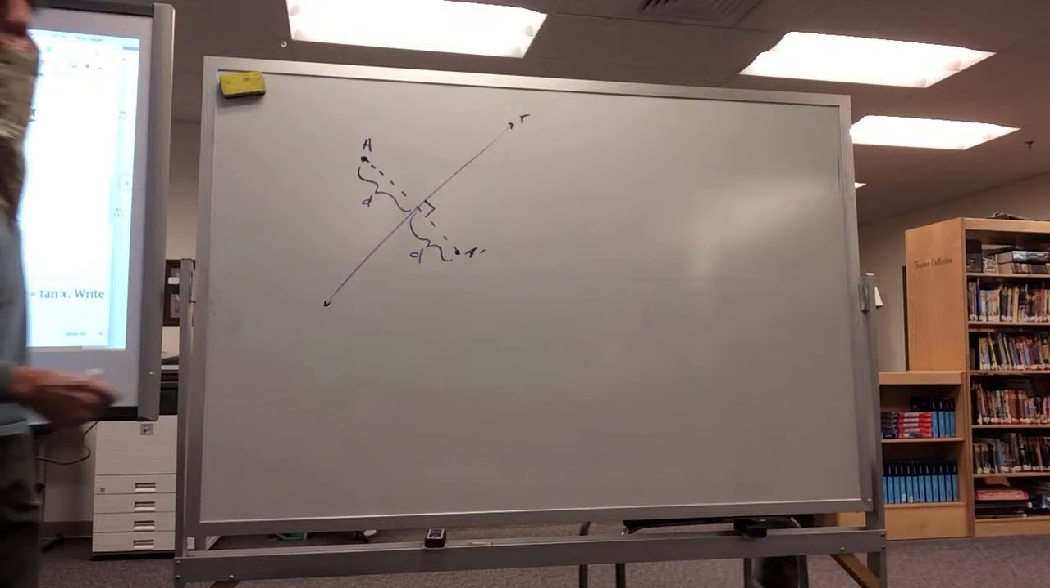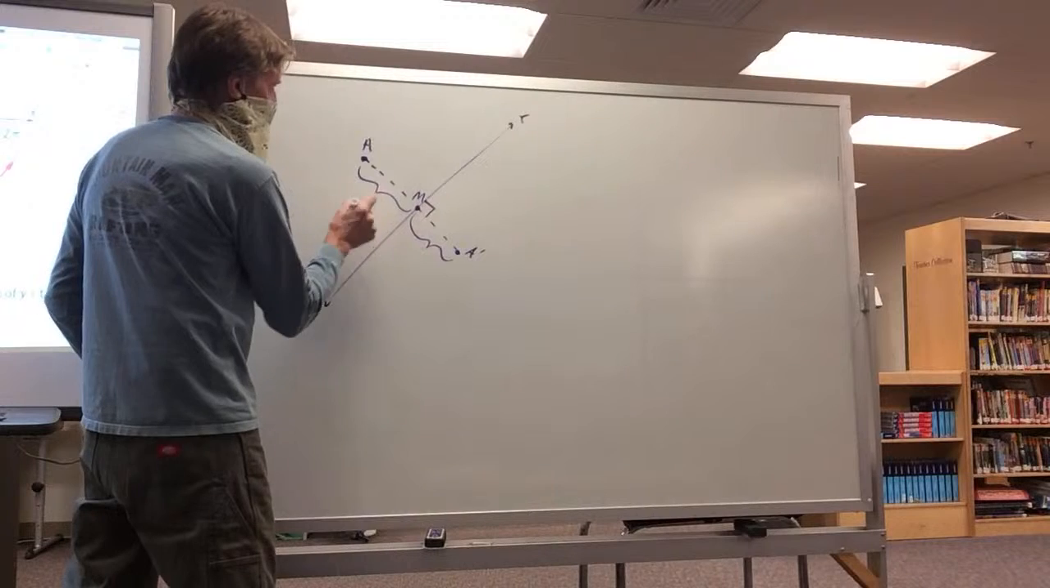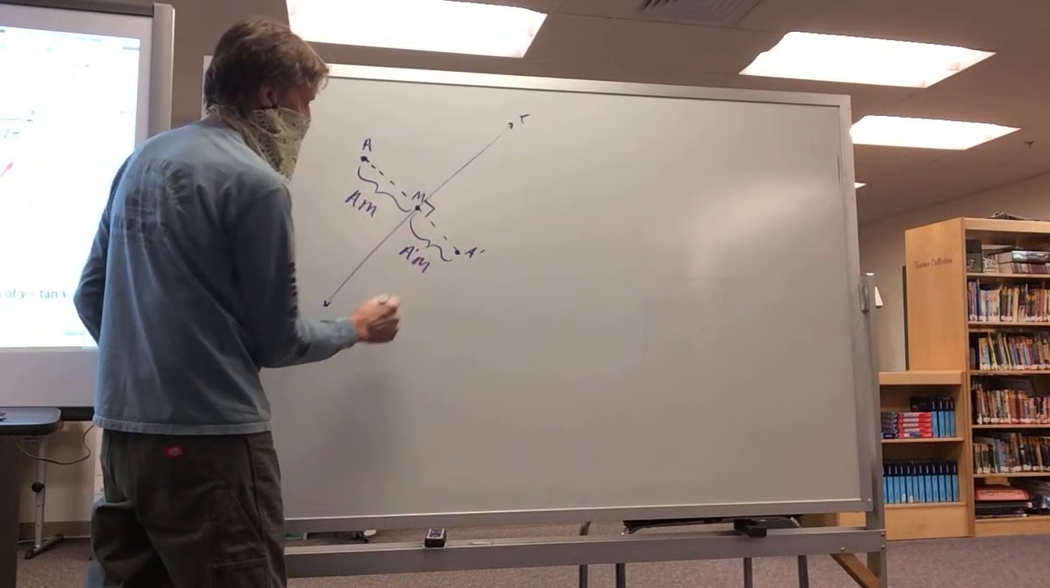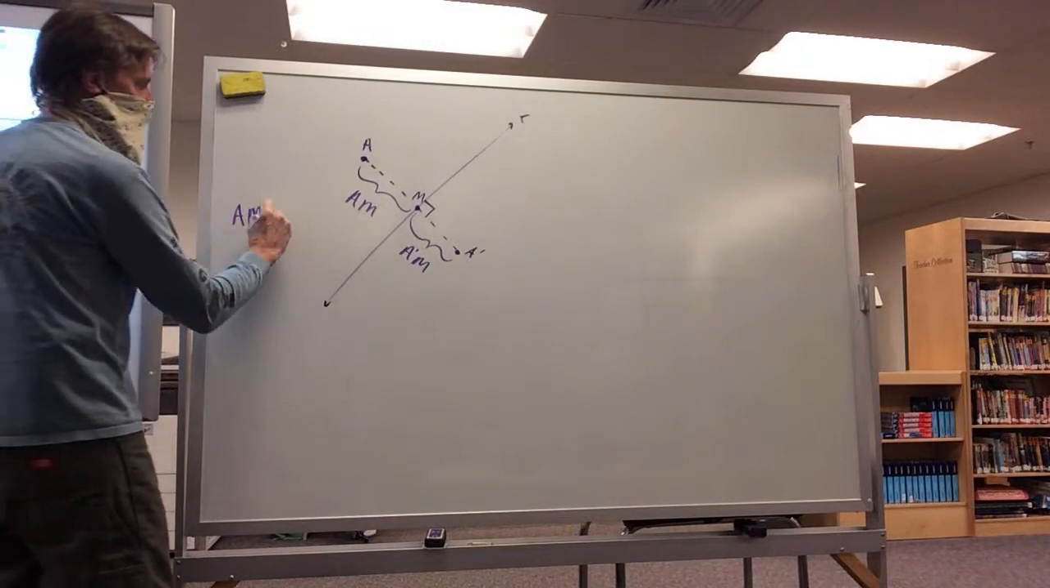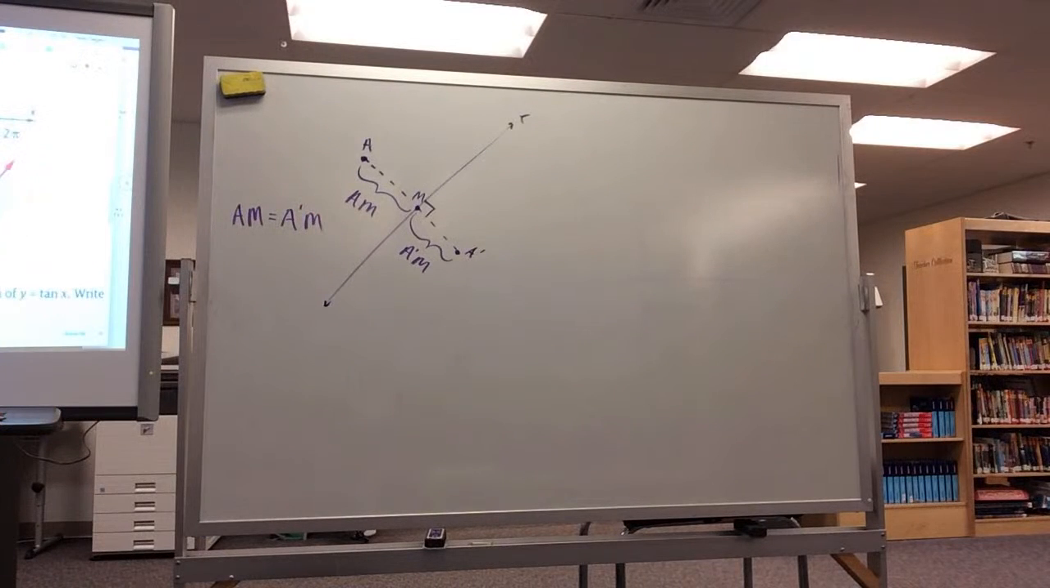And I guess what we've been doing is saying things like, if that's M, then this is AM, and this is A prime M. And we can say that the measure of AM is equal to the measure of A prime M. That's how it works when it reflects.